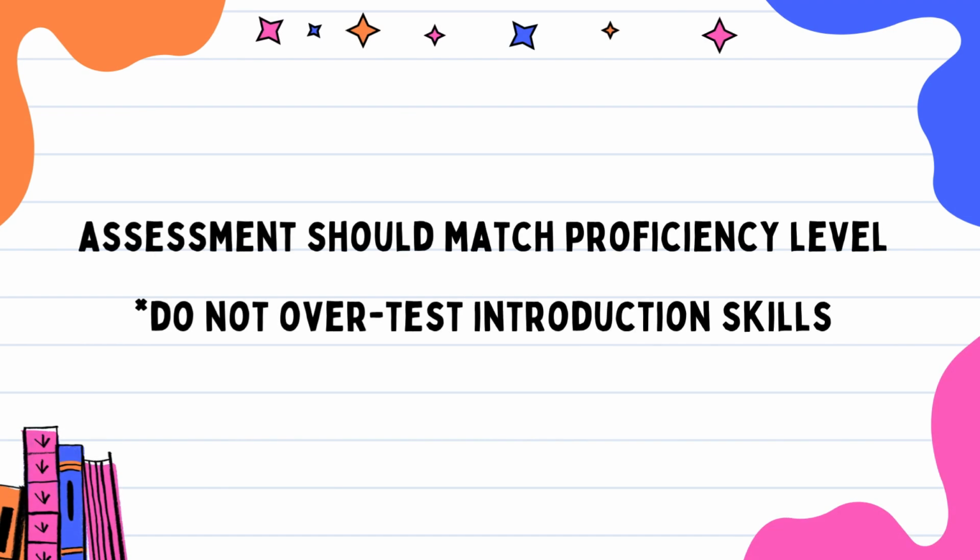Assessment should match the proficiency level. Do not overtest introduction skills. This is a very significant point. If a skill is only being introduced at a grade level, we should be careful not to assess it as if students should already be independent and proficient. An introduction level skill might be assessed through noticing, matching, sorting, or identifying. A proficiency level skill should require more independence. Students should be able to explain, revise, edit, or apply the skill in context.